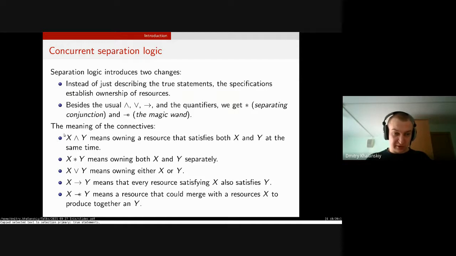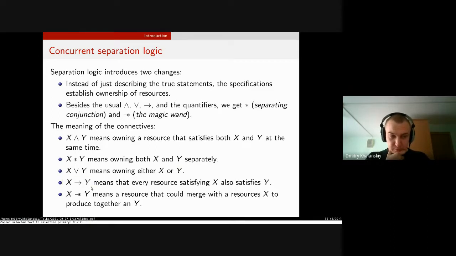In this context, the new connective that is called separating conjunction means that we own two resources, X and Y, separately, whereas X and Y means that we own a resource that can be interpreted as X and can be interpreted as Y. X or Y means that someone owns either X or Y.